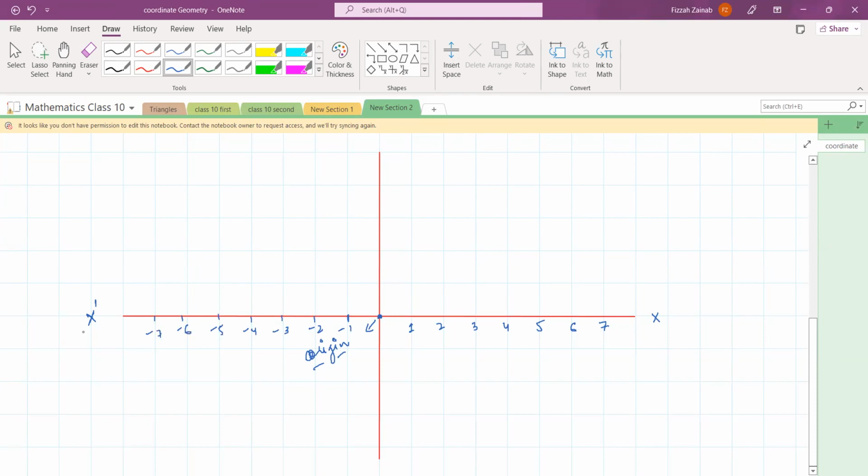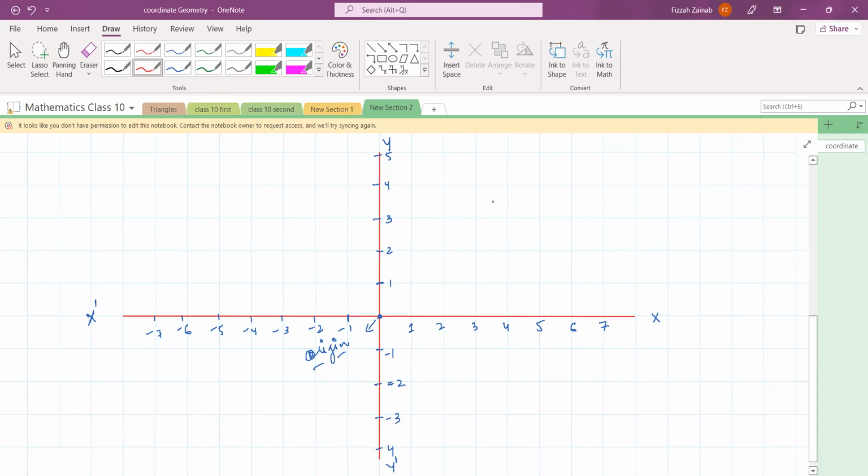Okay. Now the top vertical line is the positive y-axis. So the numbers go like this: 1, 2, 3, 4, 5, and so on. And similarly, y dash is the negative y-axis. It goes like -1, -2, -3, and -4, right? Yes, ma'am. Okay.